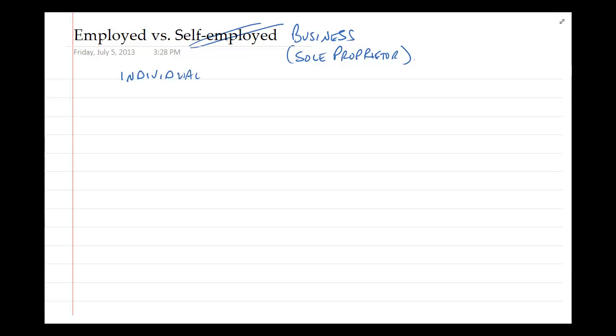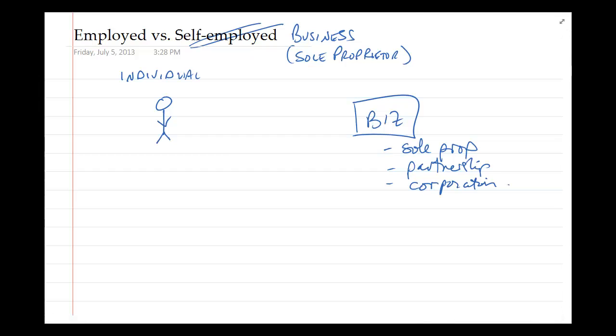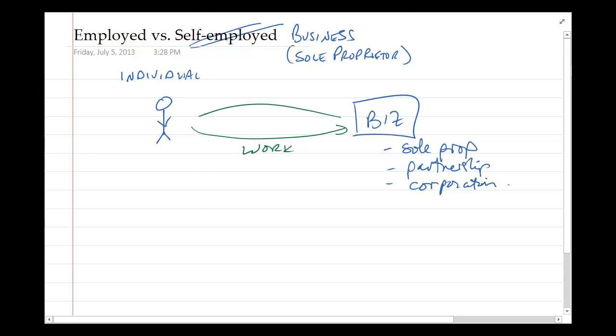We know businesses. Okay, so what we have here is, forgive the artwork, an individual and then a business. But important to note here, this business does not have to be a corporation. This business itself could be a sole proprietorship or a partnership or a corporation. Okay, or other forms, but those are the three that we know. Okay, and so these two taxpayers enter into an agreement where work will be exchanged for cash or some other type of monetary economic compensation.